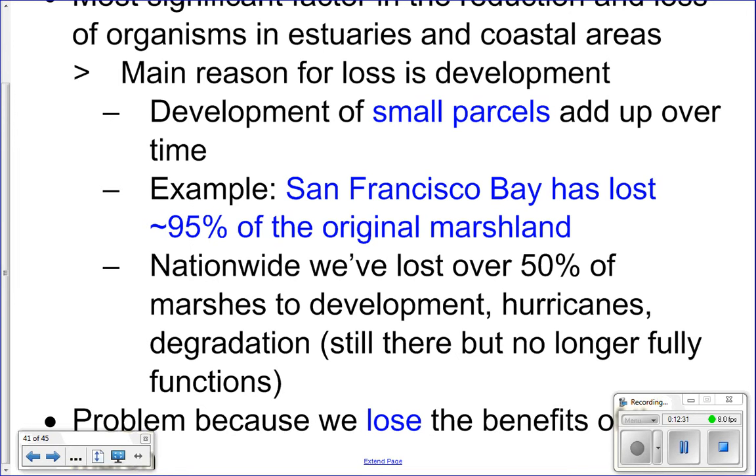So all of those benefits that we talked about, the filter, food source, nursery, and sponge, those functions are gone if the marsh is gone. So it actually has a huge effect on the water quality and can lead to eutrophication in the estuary itself and can lead to all sorts of different kinds of things in an estuary. So habitat loss, especially of marshland, is very damaging to estuaries.